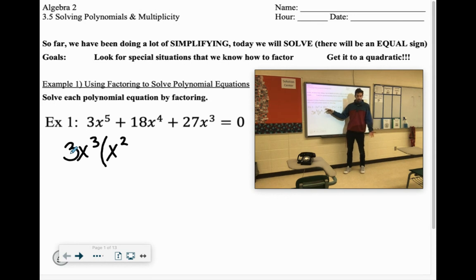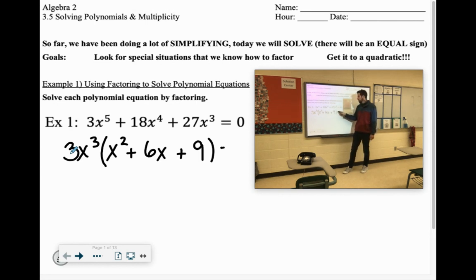Now 3x to the 3rd times x squared would give us 3x to the 5th. We need 18x to the 4th. So 3 times 6 is 18. X to the 3rd times x to the 1st would be x to the 4th. 3 times 9 is 27. We already have the x to the 3rd. And let's keep going from there.